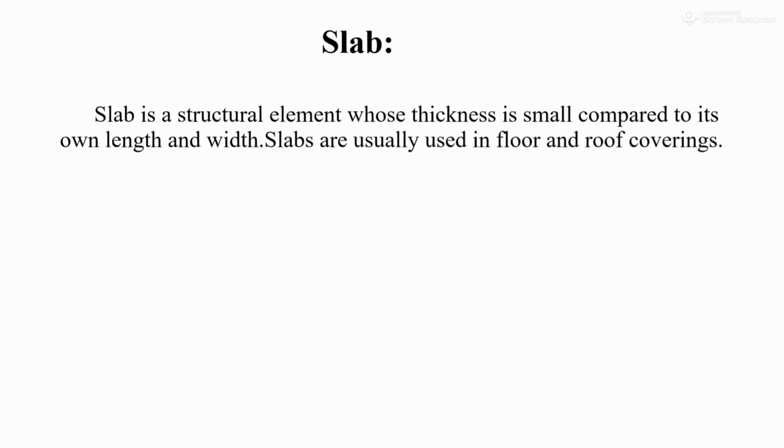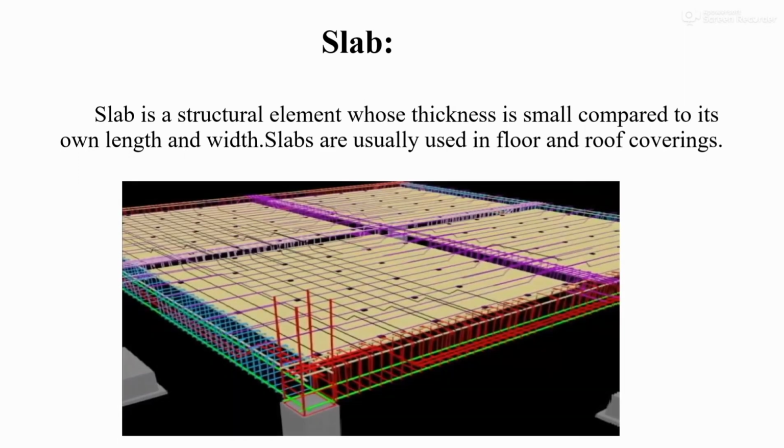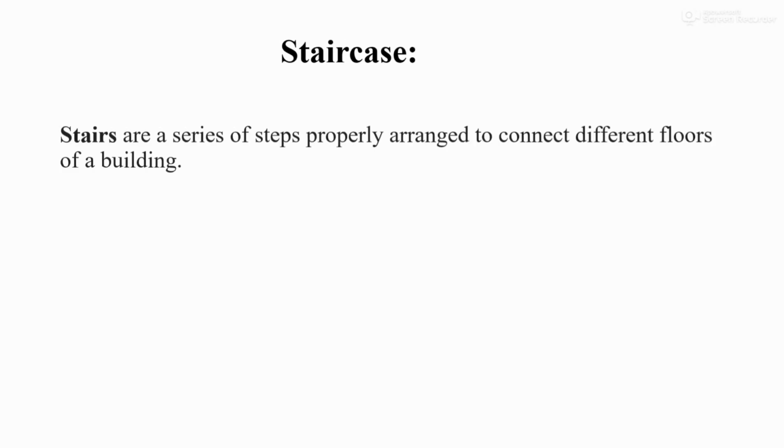So moving to the next component, slab. Slab is a structural element whose thickness is small compared to its own length and width. Slabs are usually used in floor and floor coverings or roof coverings. To cover the complete four-walled room, we want slab. So slab acts like a roof covering. Again we have different types of slab, and different types of columns, but these are the basic terminologies, basic components of a building.